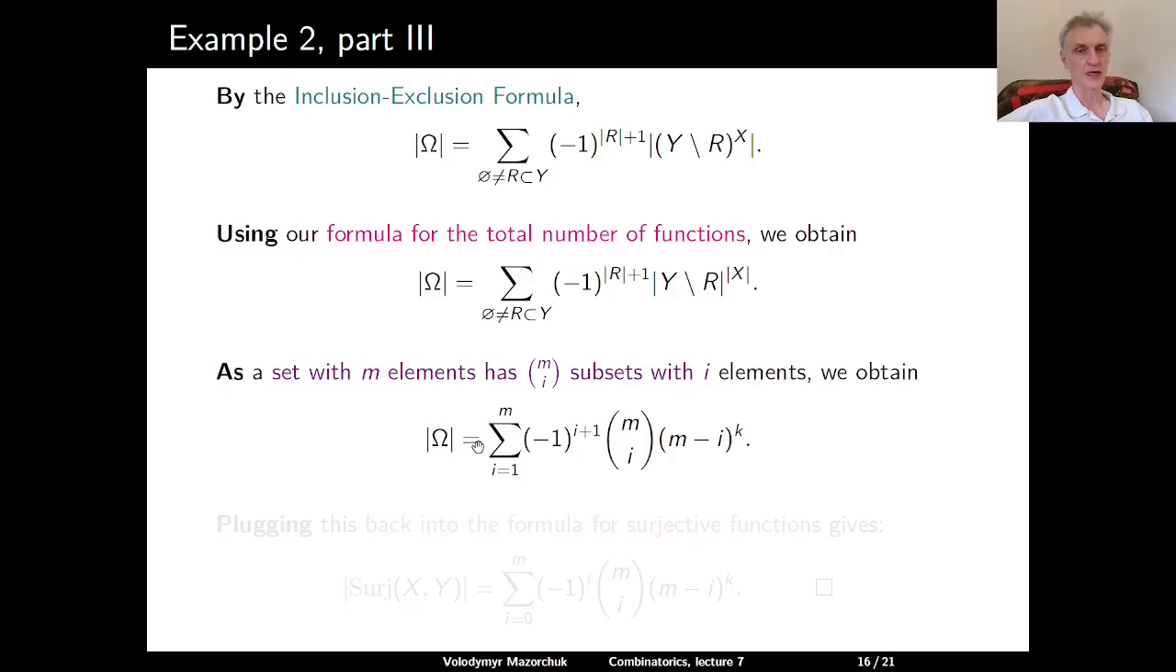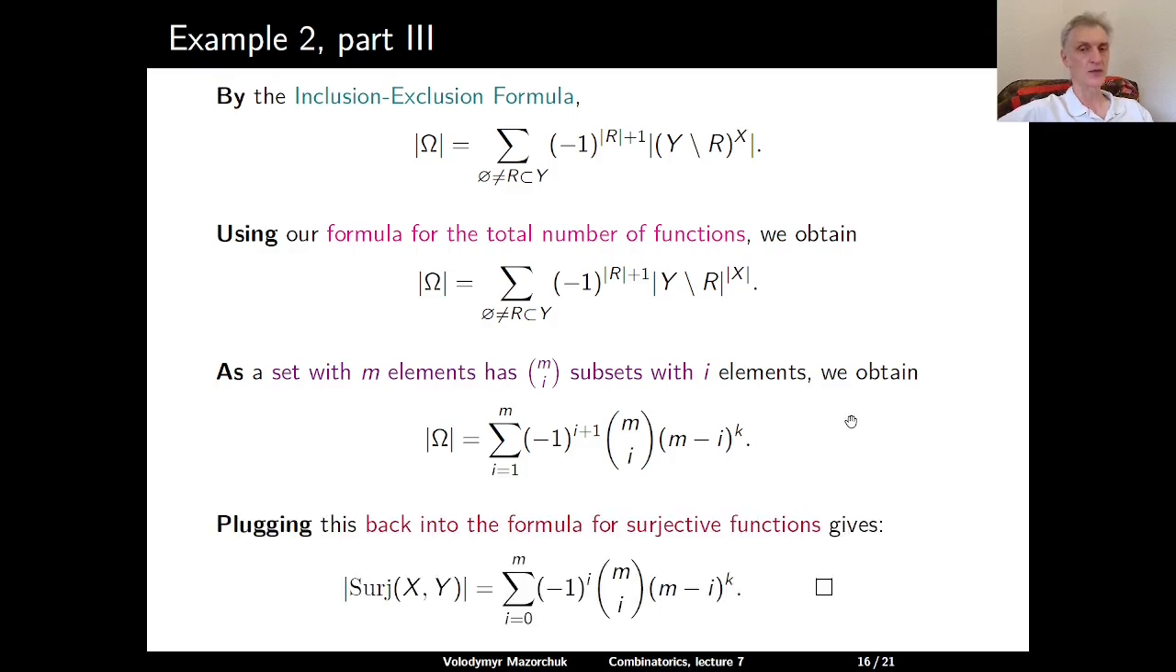The cardinality of omega equals the sum over all possible cardinalities I from 1 to m of minus 1 to the power I plus 1, that's this factor, then m choose I, and then this factor m minus I to the power k. And now we can plug this back into our formula and get that the number of surjective functions from X to Y equals the sum over all I from 0 to m of minus 1 to the power I, m choose I, m minus I to the power k. That's our final answer.